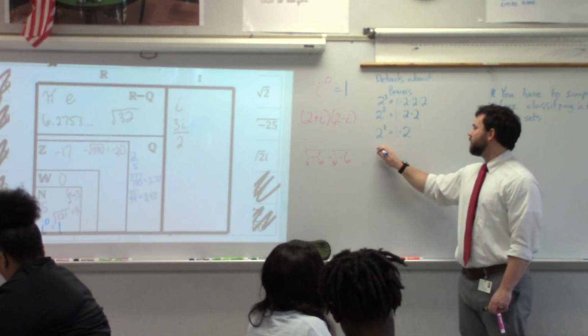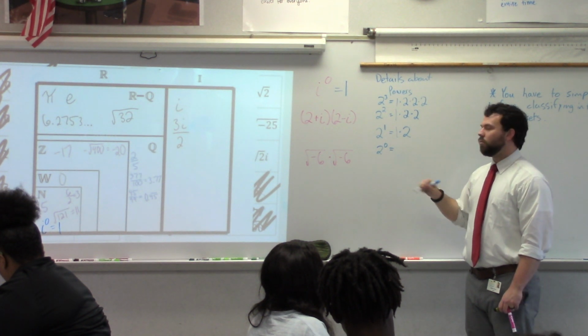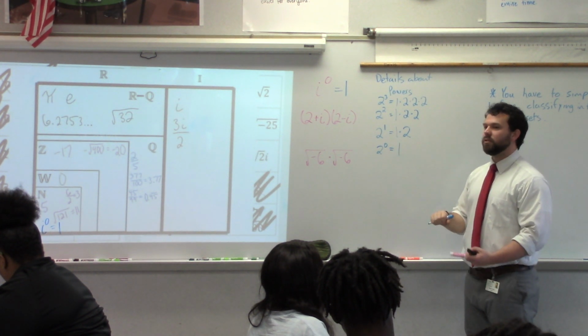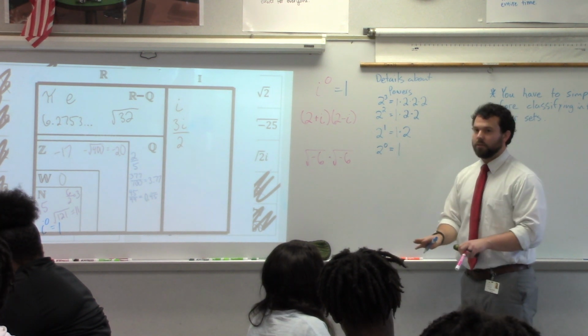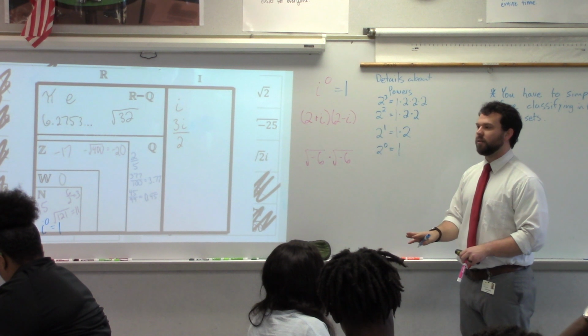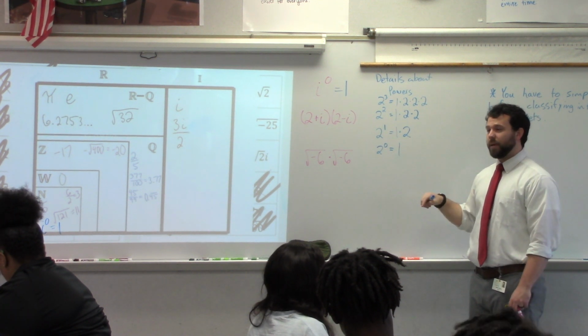So what is 2 to the 0? 1 times nothing, or 0 2's. Notice it's not times 0. There are no 2's is what we're saying. So 2 to the 0 is 1. We've talked about this in the past before.